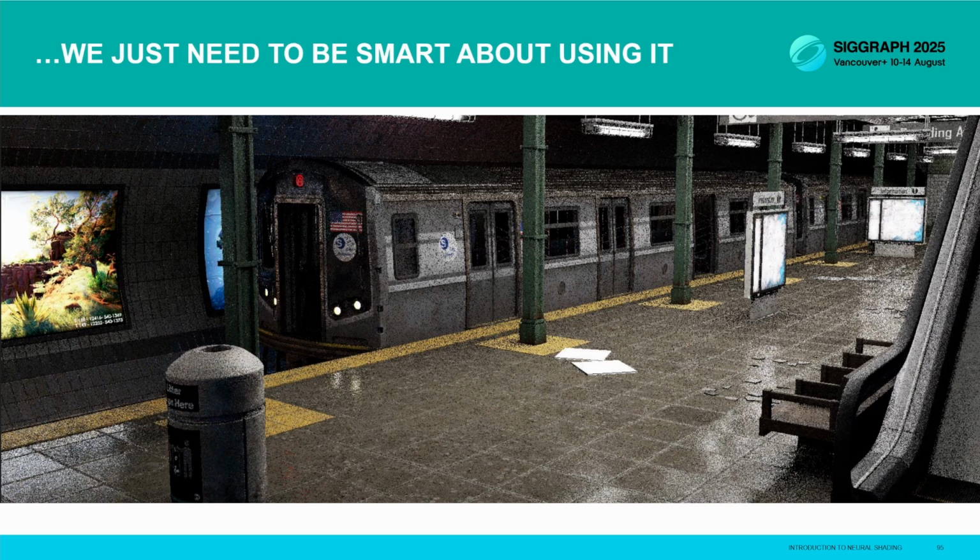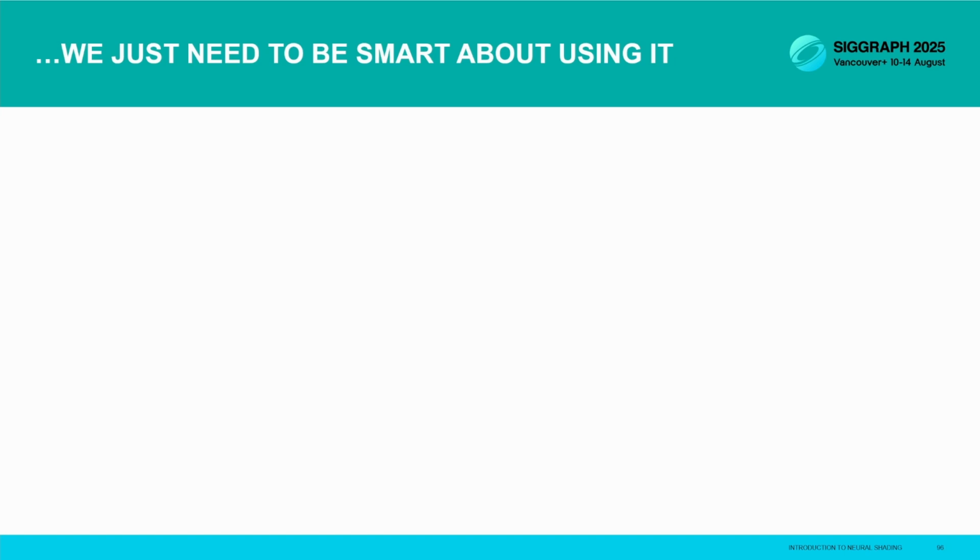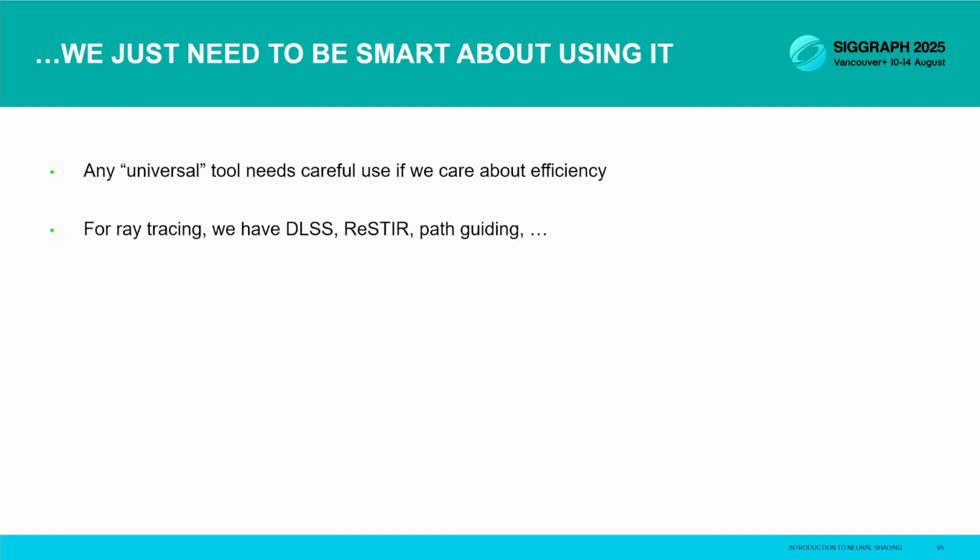Well, ray tracing is shipping, because this isn't actually true, right? We can get perfectly usable images out of it. We just need to be a bit more careful with how we use our budget of rays. For any universal, in quotation marks, tool like ray tracing or neural networks, once you actually care about efficiency, you have to use it more carefully. And so for real-time ray tracing, we already figured out a lot of the components for this, right? Today we have DLSS and ReSTIR and path guiding. So let's talk about some tools you can use for neural shading to use your budget of parameters more carefully.